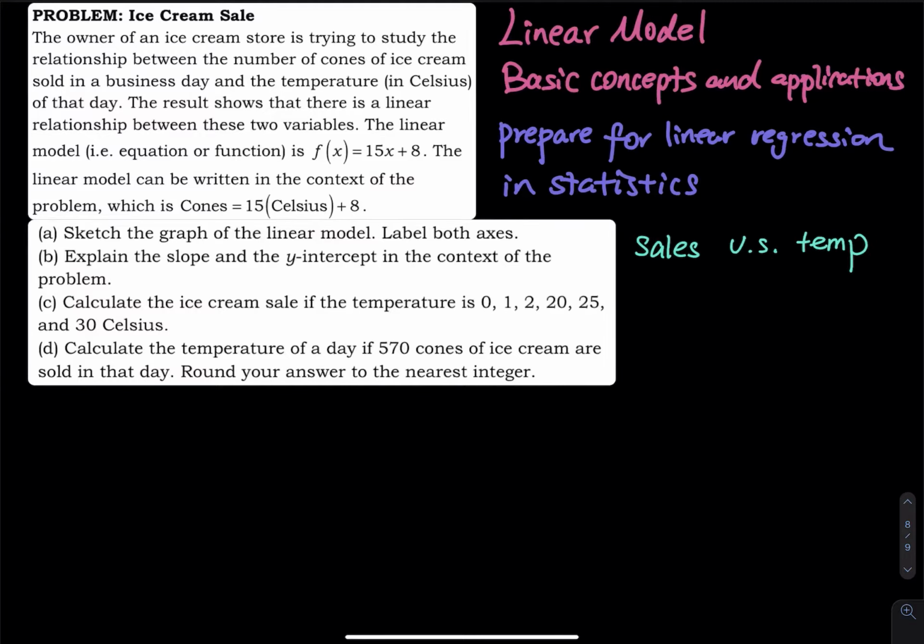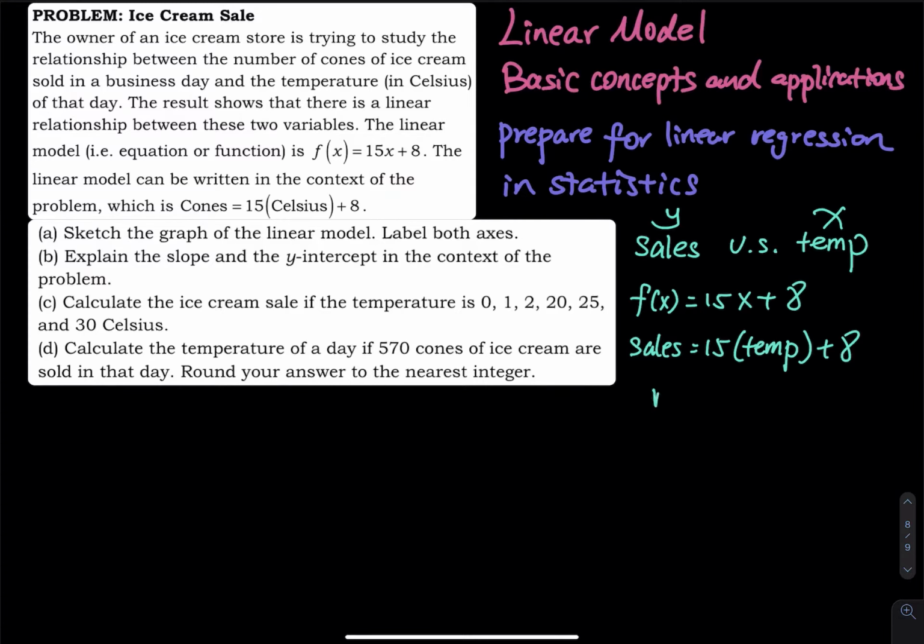All right, and then the linear model is f of x equals 15x plus 8, and you put this linear model in the context of this problem. So it can be written as cones equals, so they are trying to let the sales be the dependent variable and the temperature be the independent variable. So you have sales equals 15 times temperature plus 8. And then sketch the graph of this linear model.